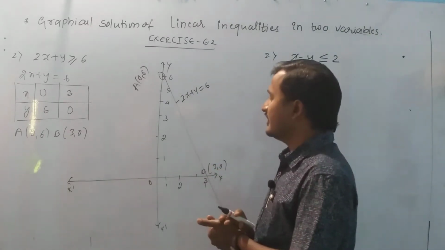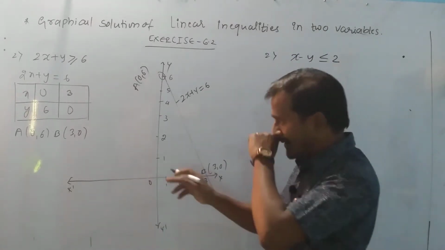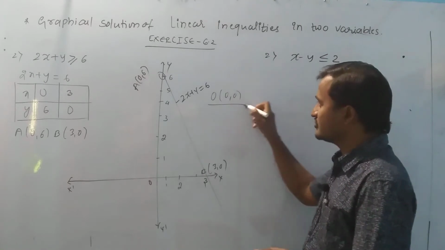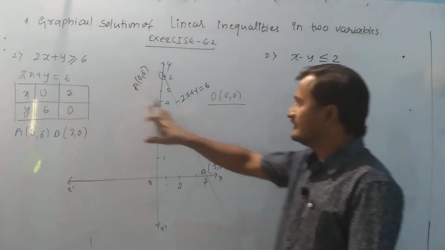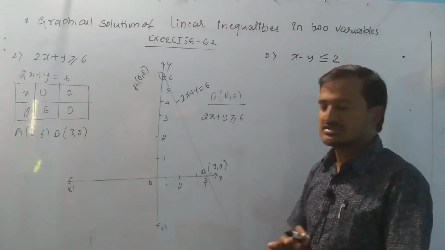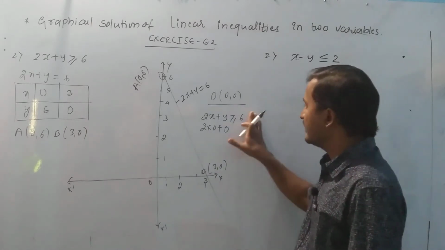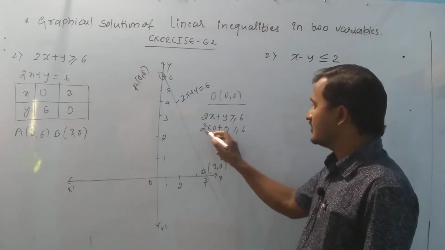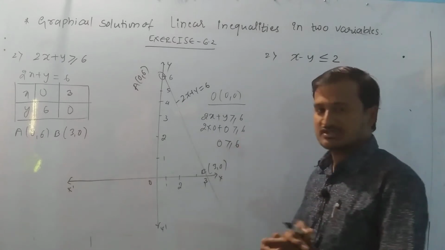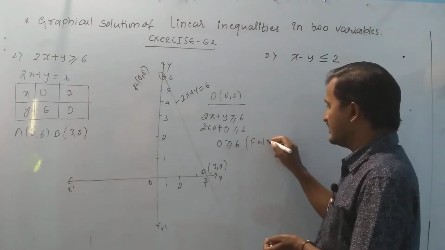Now we have to do the verification. So put the value of x and y equal to 0. I will substitute 0 comma 0 in this inequality, 2x plus y more than or equal to 6. What is the value of x? 2 into 0 plus 0, so clearly we are getting 0. So 0 is more than or equal to 6. It is false.